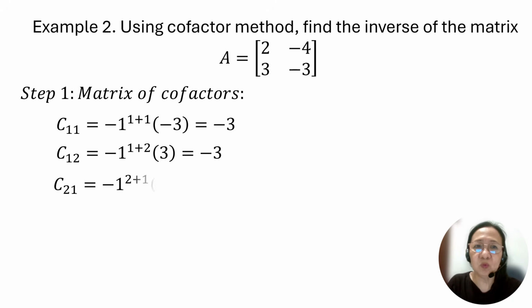Next is C sub 21. So the sign is negative 1 raised to 2 plus 1. And 2 plus 1, which is 3, is an odd number. And then slash the row and column where C sub 21 is located, second row, first column. So what is left is negative 4. Copy negative 4. Then simplifying, we have here negative 1 times negative 4. That is now a positive 4.